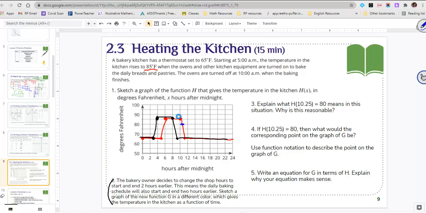Ooh, goodness gracious. I'm going to have to calibrate my board.